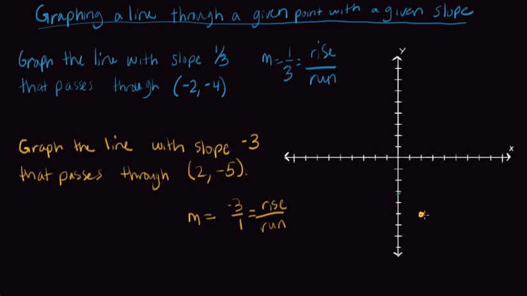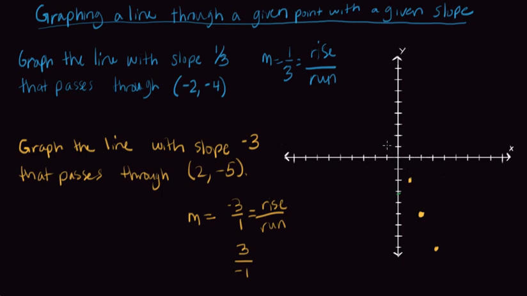So our rise is going to be -3. That means we go down 3, and then our run is 1, so we go over to the right 1. Now you'll see here though that I'm running out of space on my graph, so I can also go up 3, but to the left 1, and then my negative is coming from going to the left. So that would be like 3 over -1, which is still -3, but it's a different way of doing it.